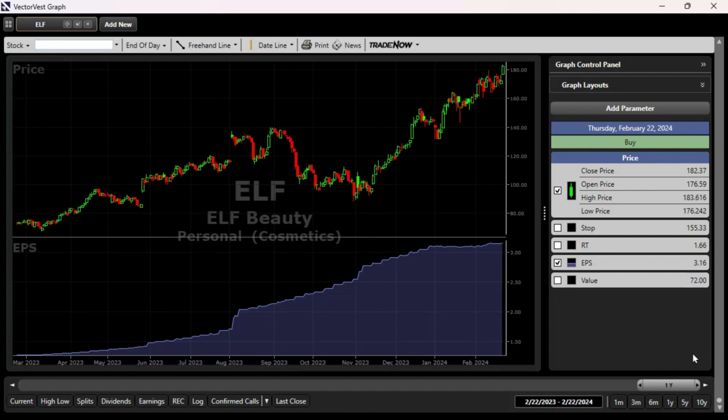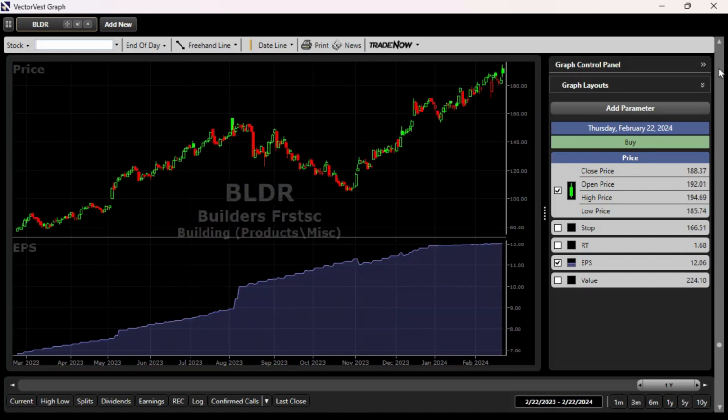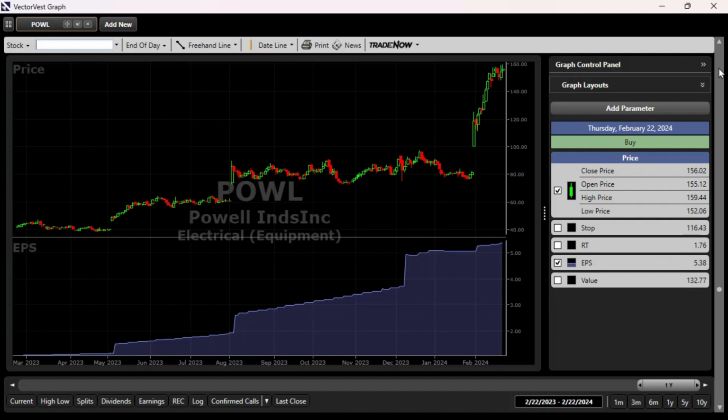Pencils down. So if you're like most folks, some of those graphs looked really good to you, and some of them didn't look very good at all, and some of them you were not sure about. Well, in VectorVest Simple, we want to see only the stocks that we had a positive yes. If you're not sure, if you're in doubt, leave it out.